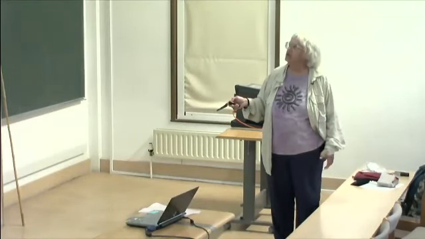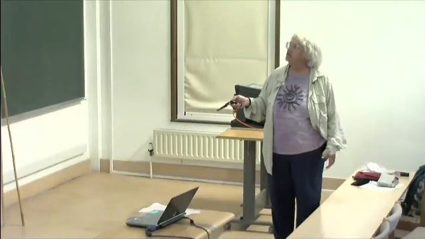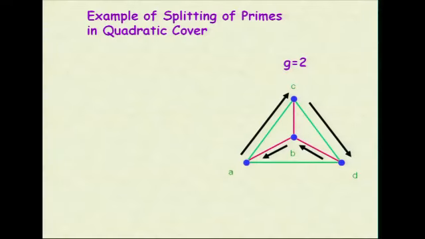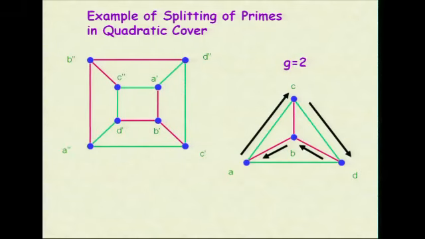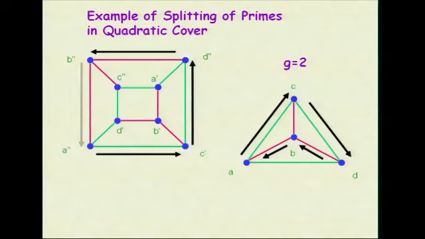Second example, the g is 2 case. So here's a prime of length 4. When I lift it in the same way, oops, I'm doing the wrong thing, I actually get a prime. I only have to lift once, I get a prime. But there's another one. If I started at the other A on the other sheet, I would get the second prime. That's the case. There's 2 primes above. That's g is 2.